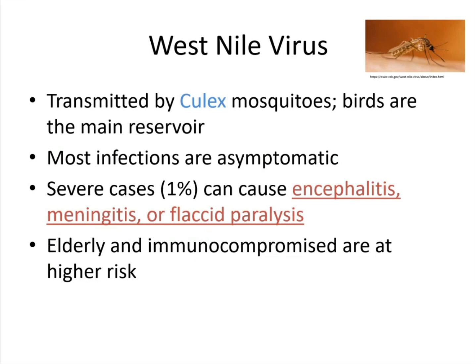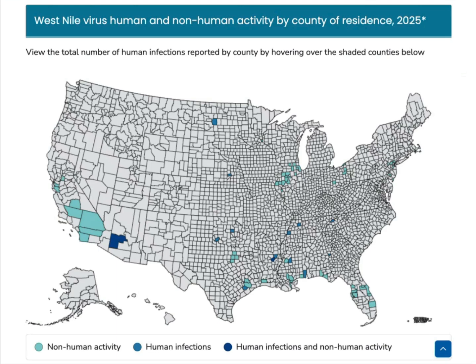So West Nile virus. This one's transmitted by the Culex mosquitoes. Birds are the main reservoir. Again, most of these infections are asymptomatic. Severe cases are only about 1%. Famously associated with encephalitis, meningitis, meningoencephalitis, or flaccid paralysis. More commonly, you see these severe cases in elderly and immunocompromised patients. It's important to know specifically about West Nile that it's endemic in the US and specifically in Florida.